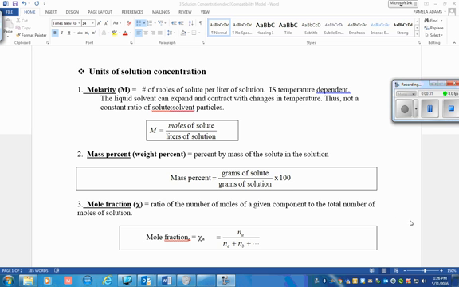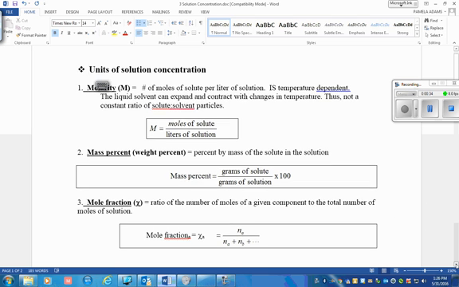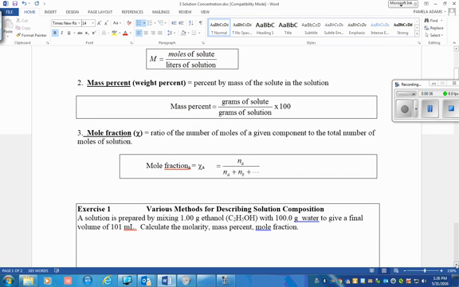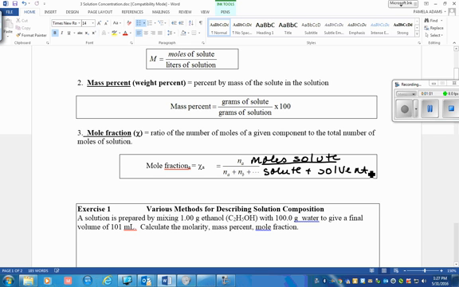Then we're also going to talk about the mole fraction, and you can talk about mole fraction two ways. For today, we're going to talk about the mole fraction of the solute. That would mean that we're talking about the moles of the solute over the moles of the solute plus the moles of the solvent. Remember, a fraction is part of the whole, and that hasn't changed since third grade. You can see that there it is right there.